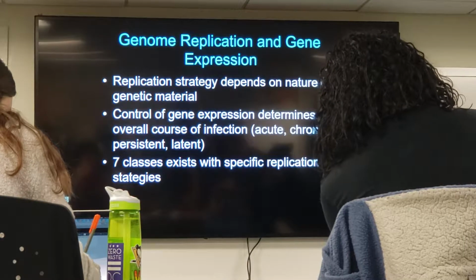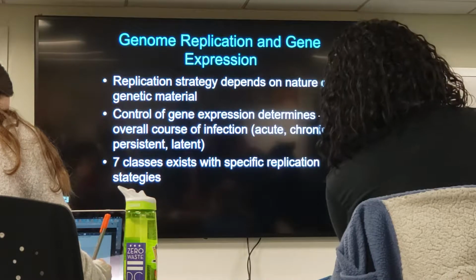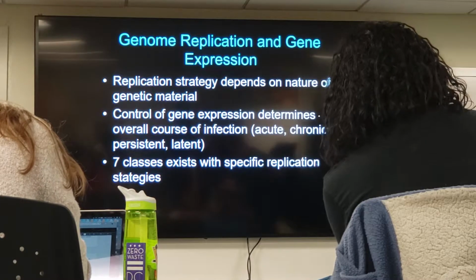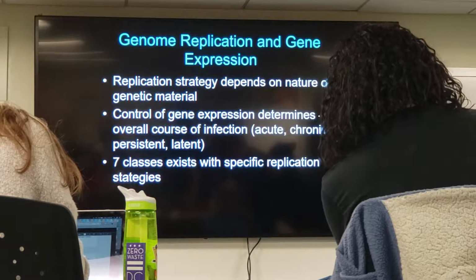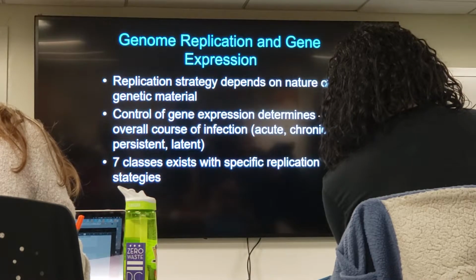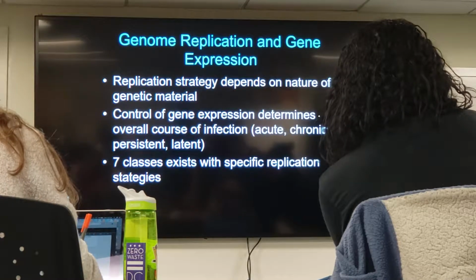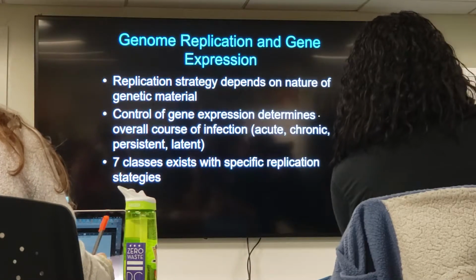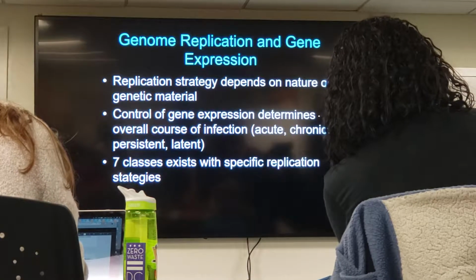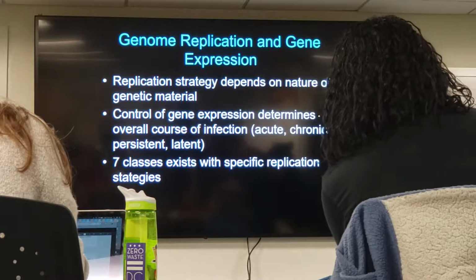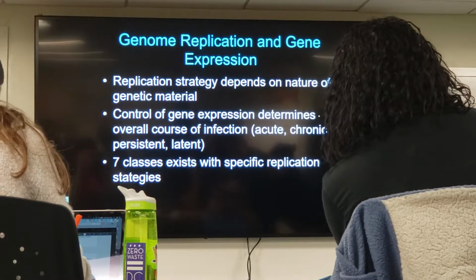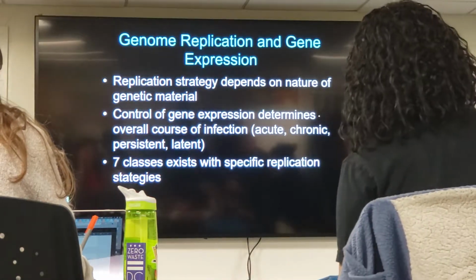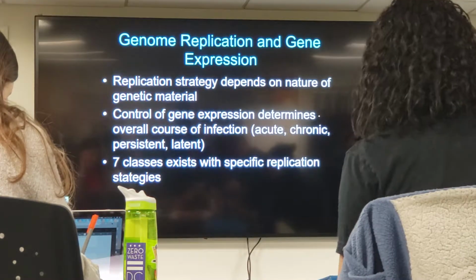We also know that controlling gene expression, the hand-in-hand piece with replication, is a major influencer on the course of the infection. Is it going to be an acute rhinovirus, common cold, where we're able to manipulate the expression of those genes, or is it going to be a latent herpes virus infection that we cannot control, and that virus is going to be able to go dormant and downregulate those proteins and then upregulate them when it needs to? So gene expression is going to play a major role in determining the overall course of a virus.